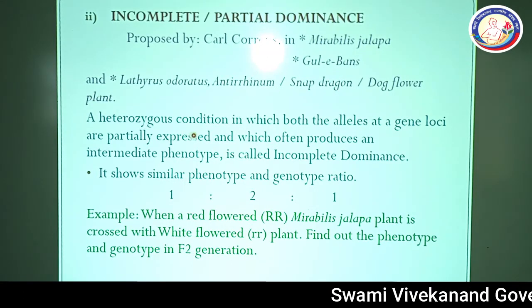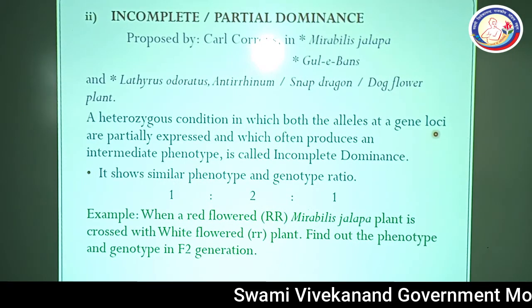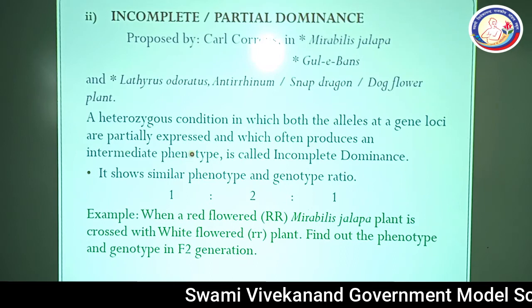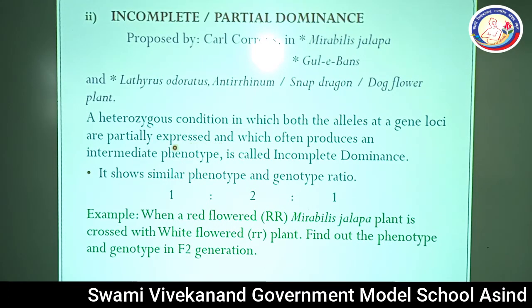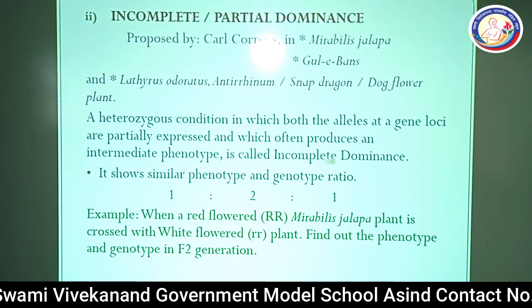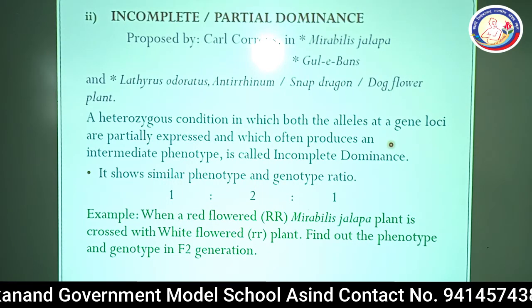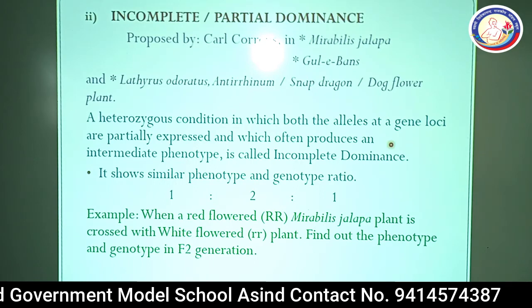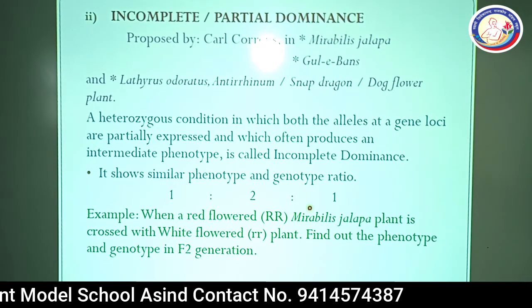A heterozygous condition in which both the alleles at a gene locus are partially expressed. Here genes will be expressed partially and often produce an intermediate phenotype, which is called incomplete dominance. Here the genotype will be of intermediate pattern. It shows similar phenotypic and genotypic ratio, 1:2:1.